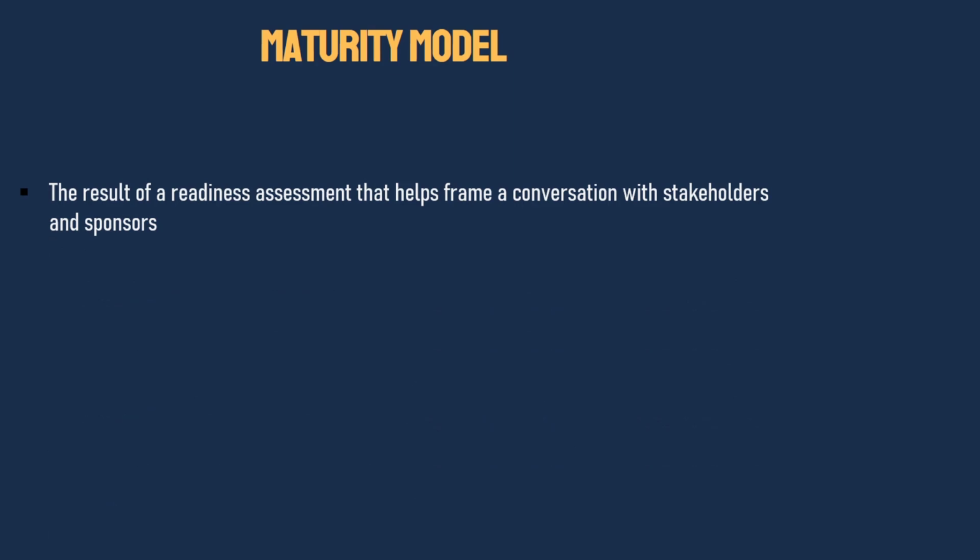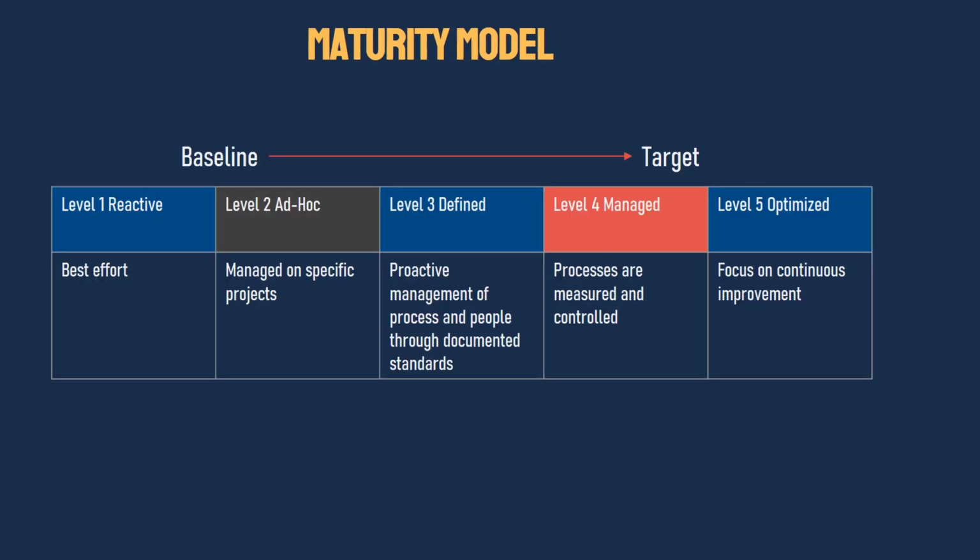A maturity model is typically the result of a readiness assessment and it helps us frame a conversation with stakeholders and sponsors. It focuses on the action steps required to realize the target architecture. We typically use a maturity model that starts with level 1 and goes to level 5. The different levels include reactive, where we are just doing things based on our best effort.